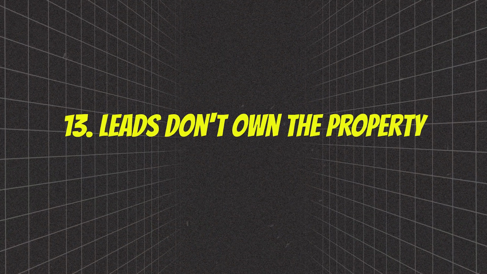Number 13, leads don't own the property. So be it. What if they don't own the property? What if they do know the person that owns the property or know other properties as well? Have a conversation with them. Make sure that you help the other person, because ultimately when you're helping someone and you have the intent of helping someone and you don't ignore that, you're gonna help the other person that does own the property.